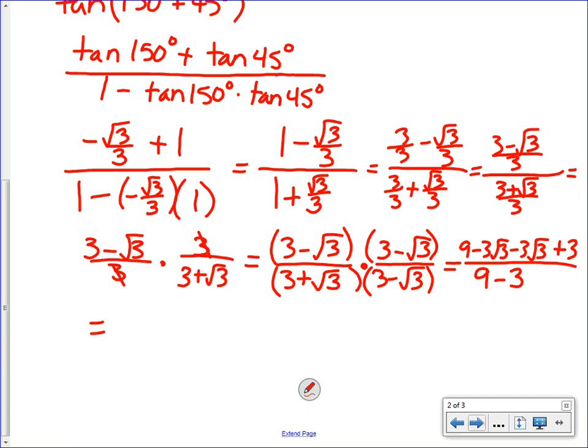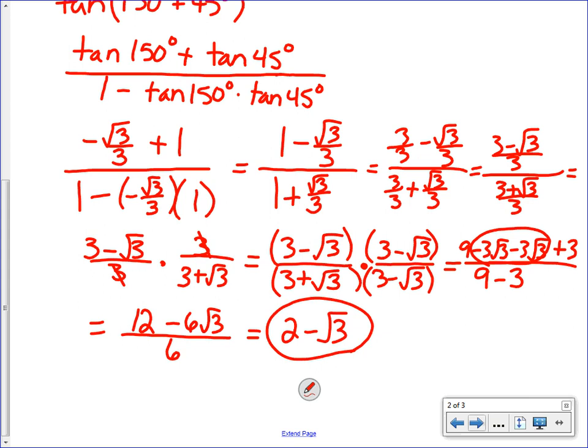Okay, so let's just clean this up. In our numerator, we can combine our like terms. So 9 plus 3 is 12. And then if we combine our like terms here, we're going to get negative 6 square root of 3 all over 9 minus 3, which is 6. Then we can just divide each term by 6, and you end up with 2 minus square root of 3.